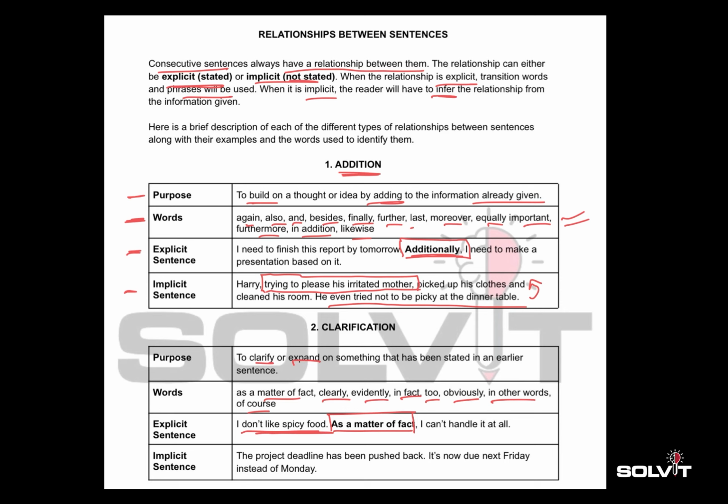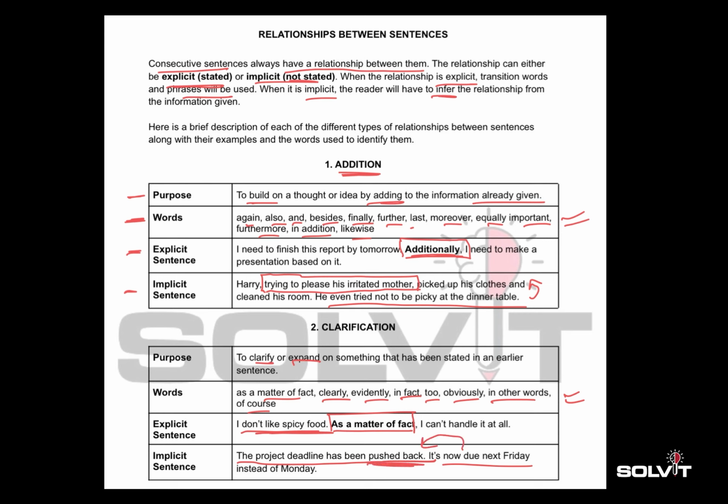Let's look at a sentence where this relationship is implicit. The project deadline has been pushed back. It's now due next Friday instead of Monday. Okay. So this sentence again is not using any of these words or phrases. But how do we know that this is a clarification sentence? We inferred from the information in this sentence that the first sentence is stating something. The project deadline has been pushed back, and the second sentence is further clarifying it, right?